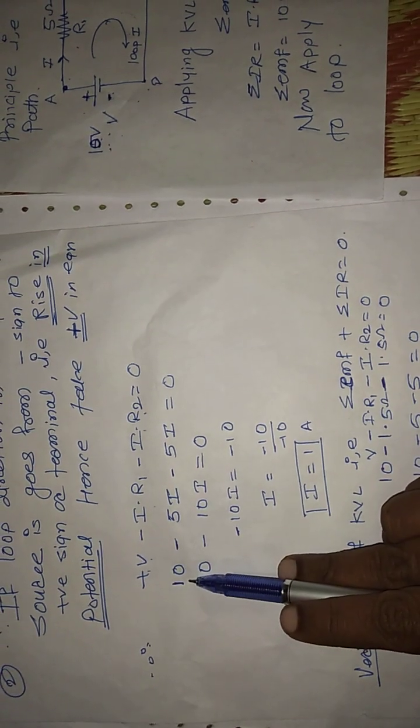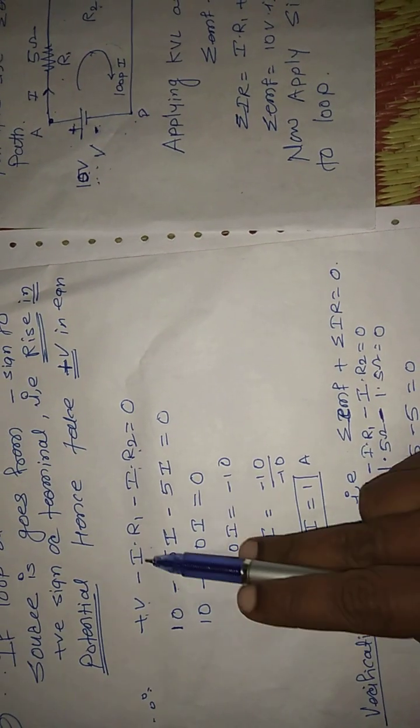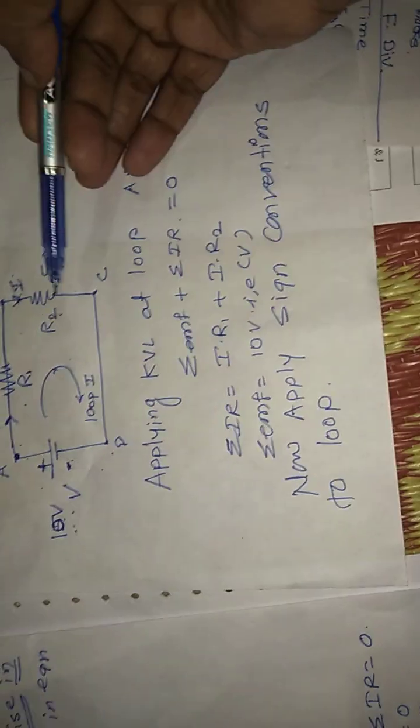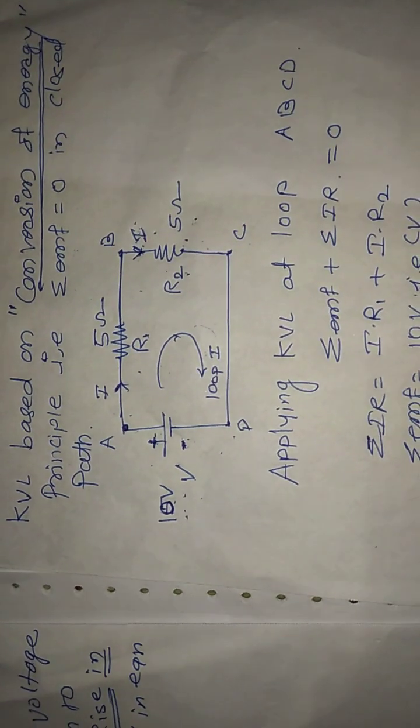Hence plus V, that is nothing but 10 volt, minus I into R1. We know that the value of resistor R1 is 5 ohm. We know resistor R2 has the same value of 5 ohm. So we don't know the total current I; by using this KVL we can find out the loop current.